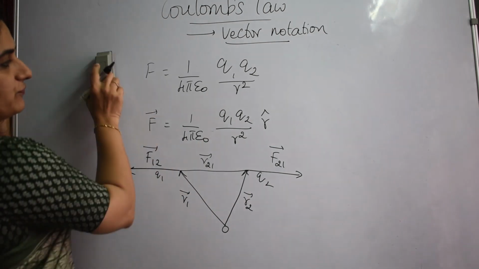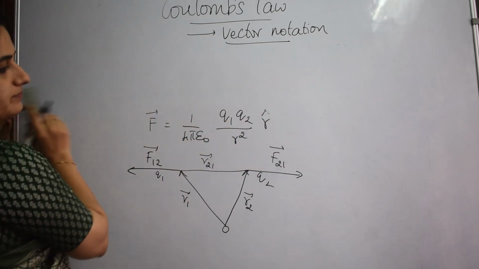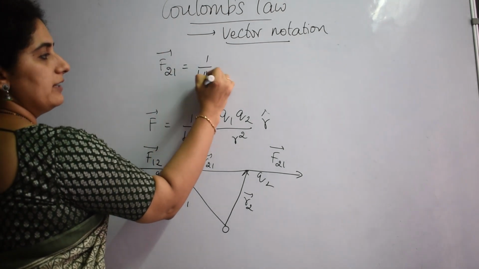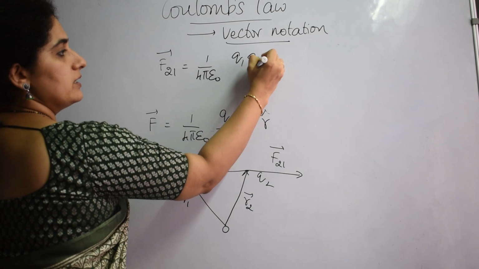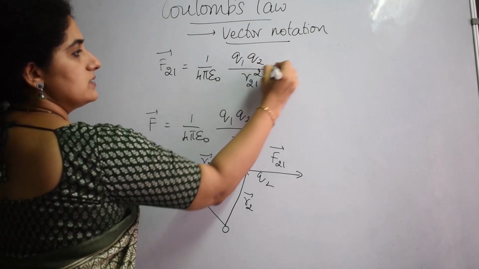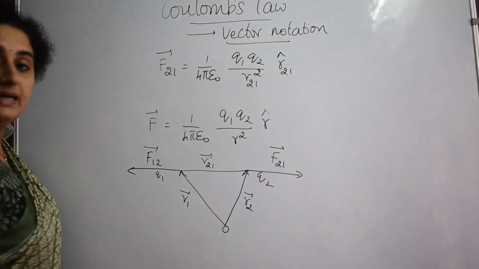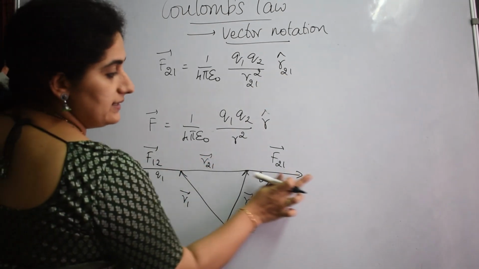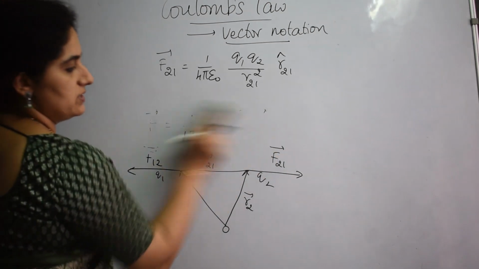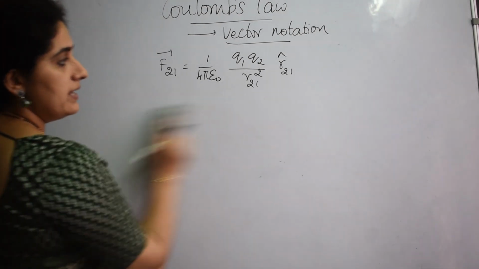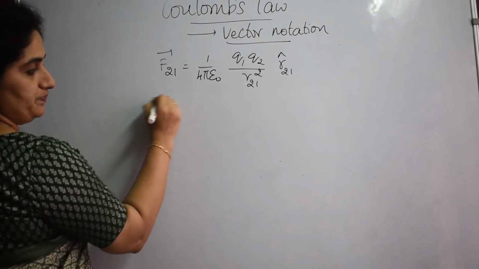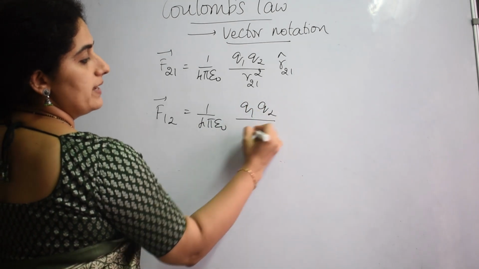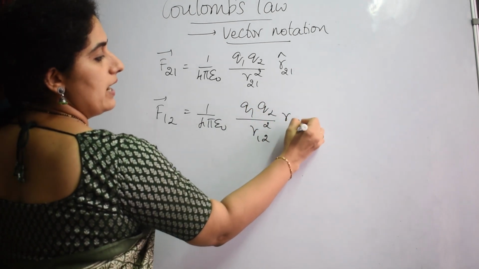How can I write this F21 in vector form? So vector F21 is equal to 1 by 4 pi epsilon naught Q1 Q2 divided by R21 square into R21 cap. This is the unit vector R21. So it is along this direction if these two are positive. So it is repulsive in nature. Now if it is F12, it is 1 by 4 pi epsilon naught Q1 Q2 by R12 square into R12 cap.